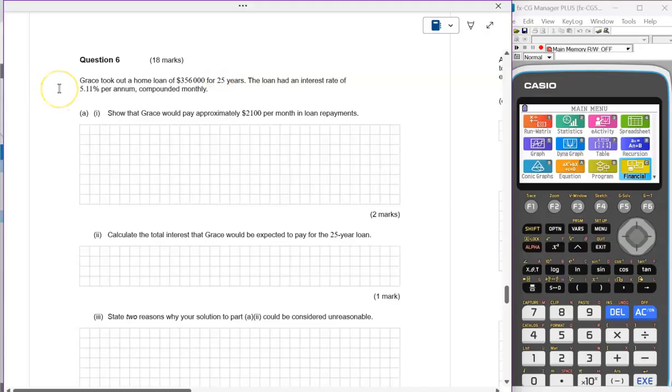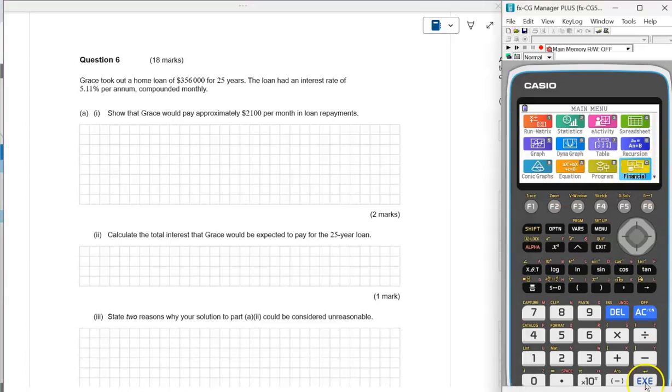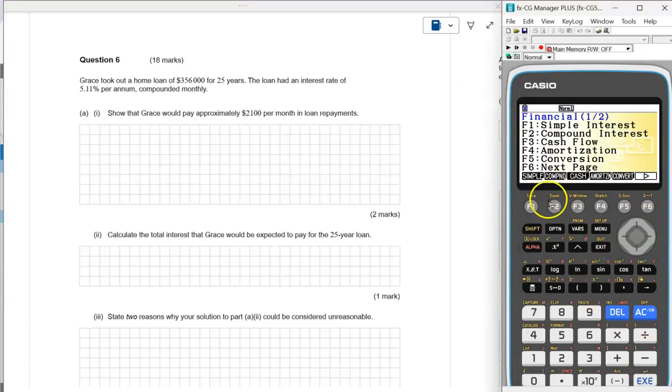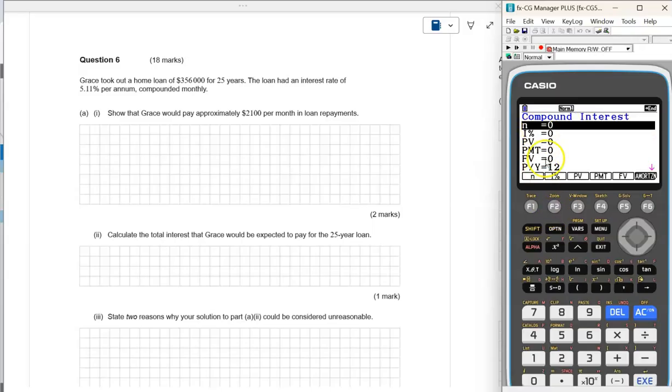Grace took out a home loan of $356,000 over 25 years with an interest rate of 5.11%, with interest being compounded monthly. Show that Grace would pay approximately $2,100 per month in loan repayment. So if you head into your finance function here on your graphics calculator, we're looking at compound interest, so F2. These are the values that we need to show in terms of our working out.